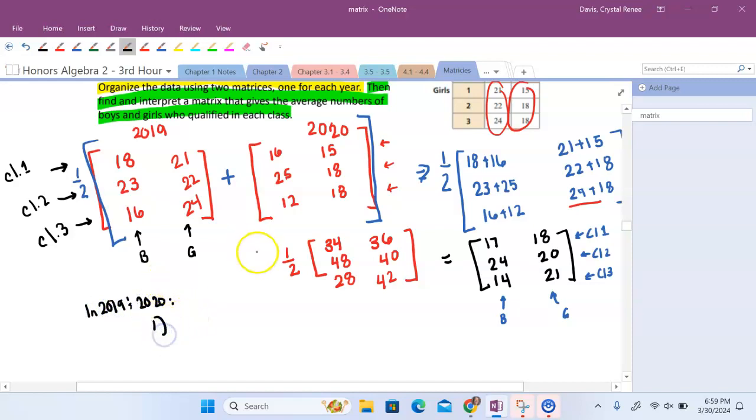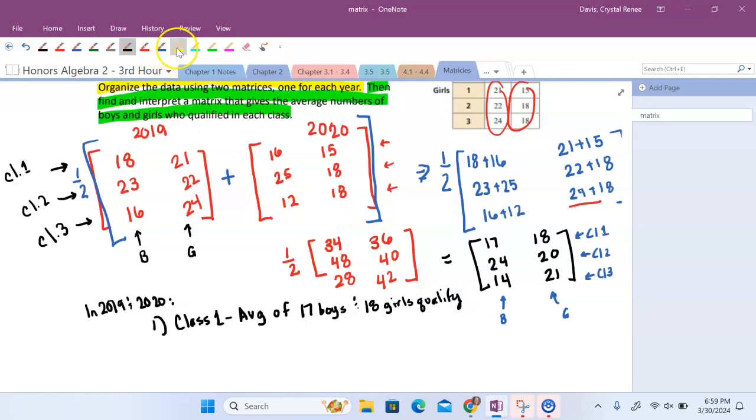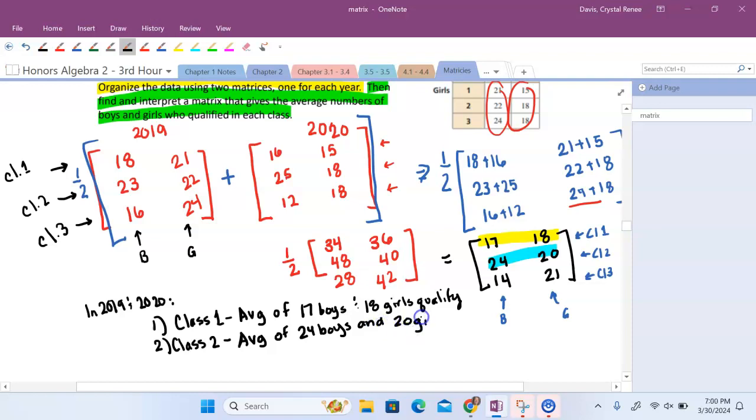For class 1, I have an average of 17 boys and 18 girls who qualify. So that's right here. Next, for class 2, the average of the 2 years is 24 boys and 20 girls that qualified.